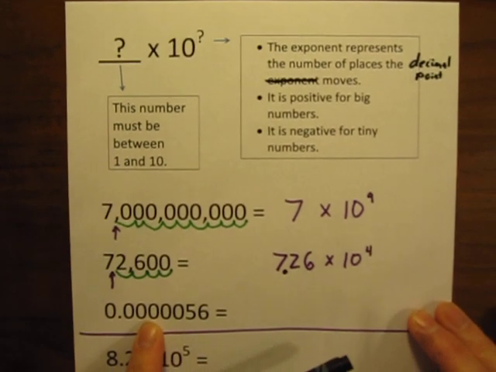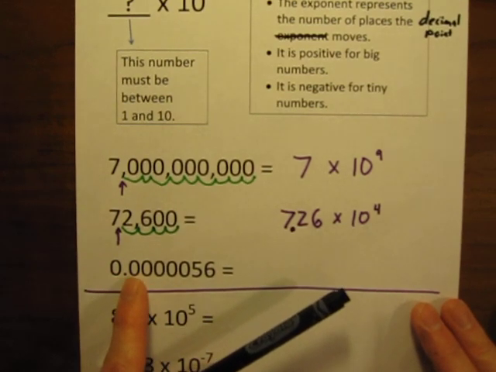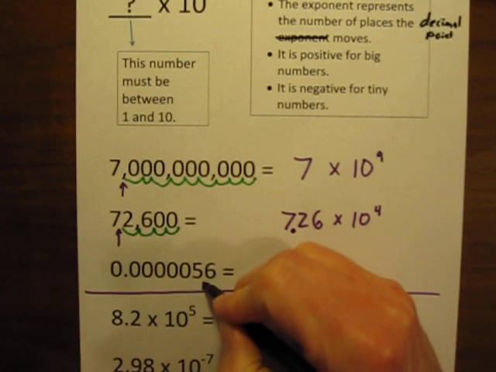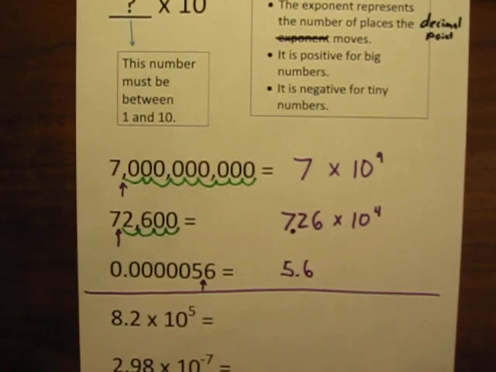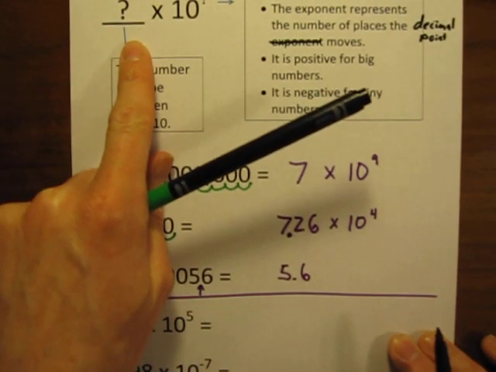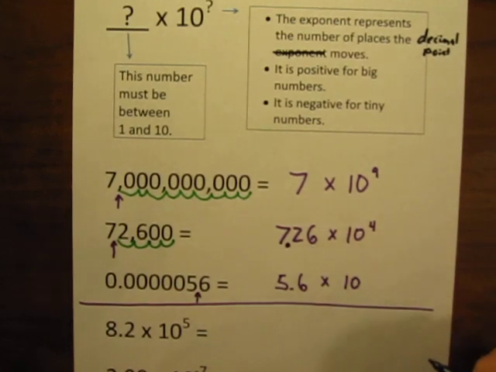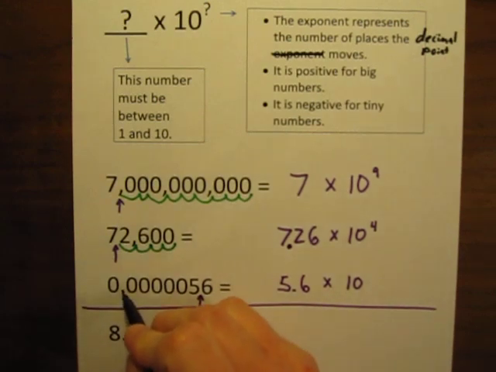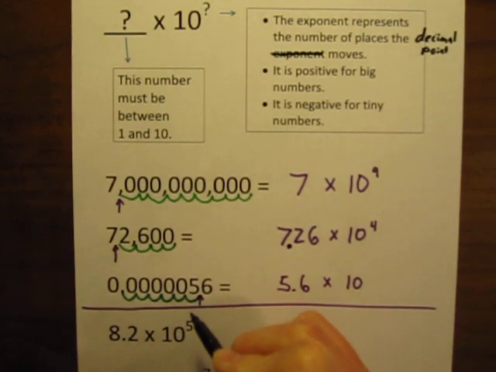And the last one in this section is a very tiny number, 0.0000056. Where is that decimal point going to end up? It's going to end up right there, because 5.6 is a number between 1 and 10. 5.6 times 10 to what power? Again, it's how many places we have to move the decimal point. So we're starting there and we're going 1, 2, 3, 4, 5, 6 places.